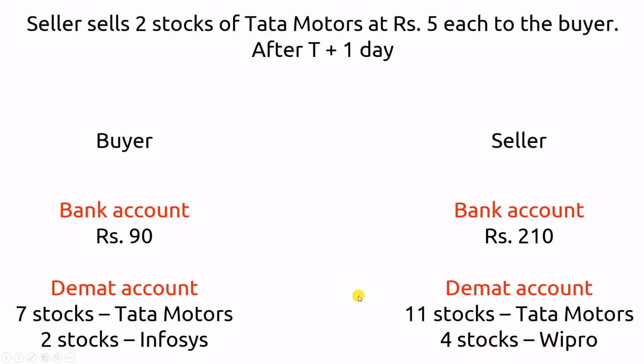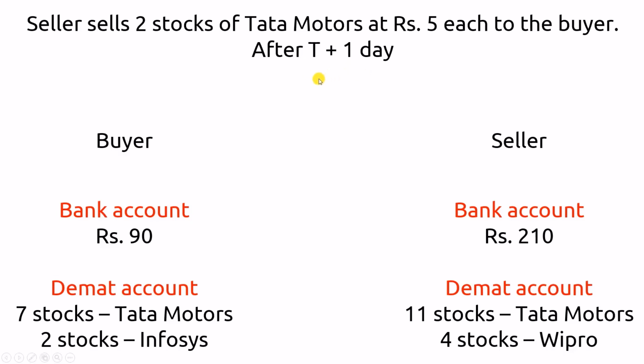Now, this transaction of 2 stocks happens in a trading account. So the buyer needs to have a trading account, the seller needs to have a trading account, and through the trading account and through the exchange the trade happens. And for it to settle, it takes T plus 1 day, meaning trading day plus 1 extra day.